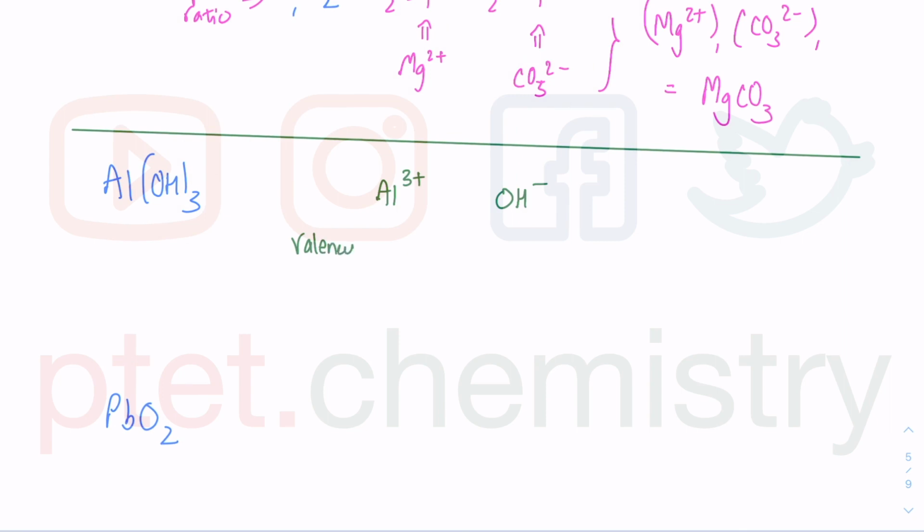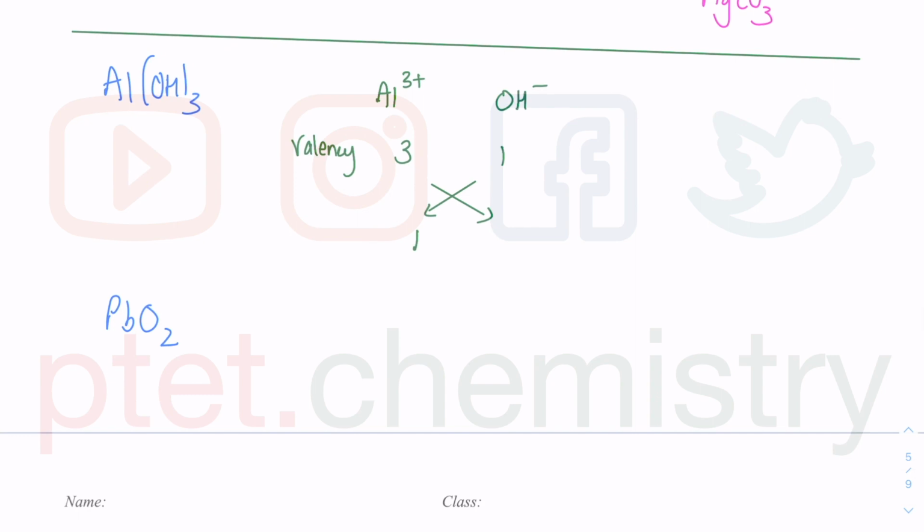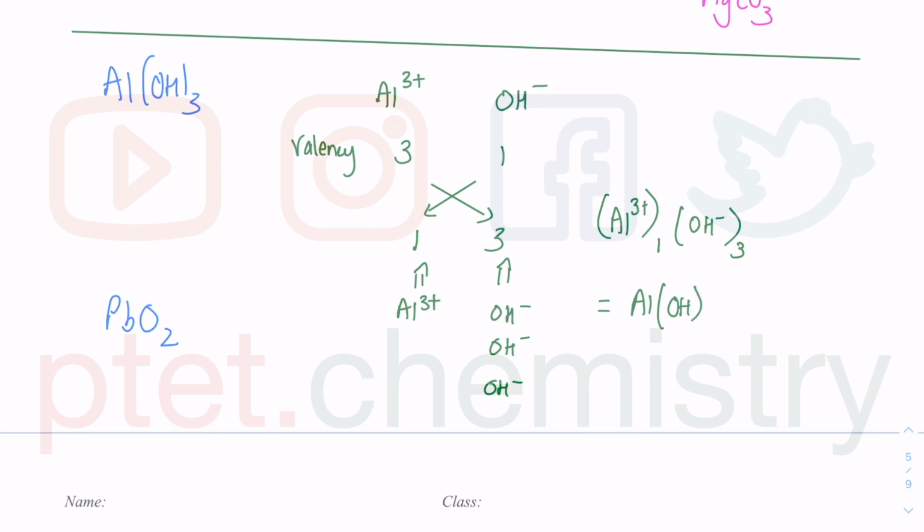Our valency is 3 and 1, following the charge. Cross multiply, then the 1 will go from here to aluminium, and the 3 will go from here to here, so you get 3. This means 1 Al3 plus and OH minus, OH minus, and OH minus. So altogether you have 3 oxygen and 3 hydrogen. So what this actually means is Al3 plus, bracket, 1 of it, OH minus, 3 of it. So I will write it as Al(OH)3.